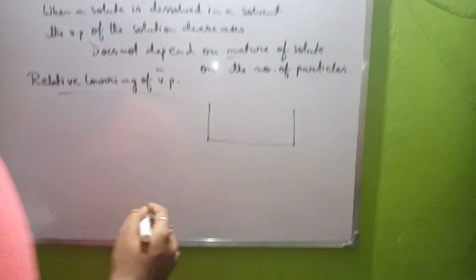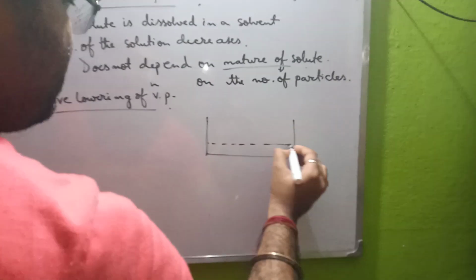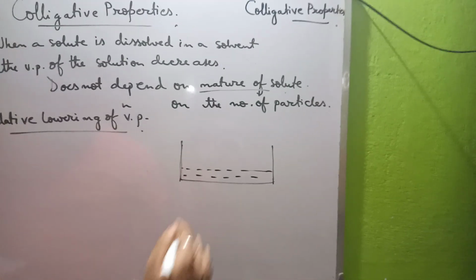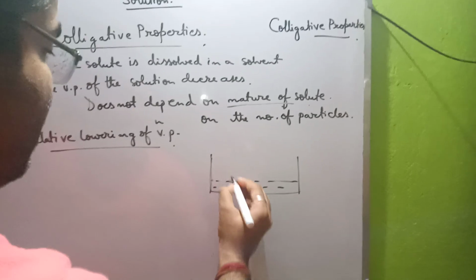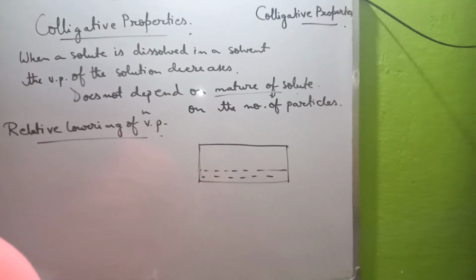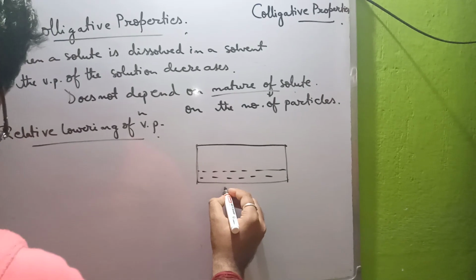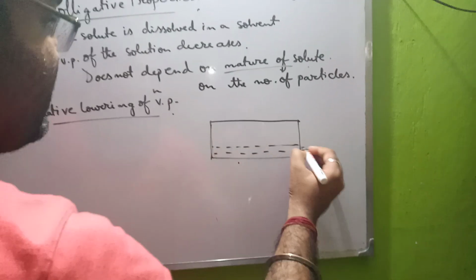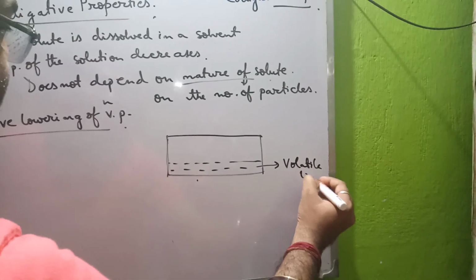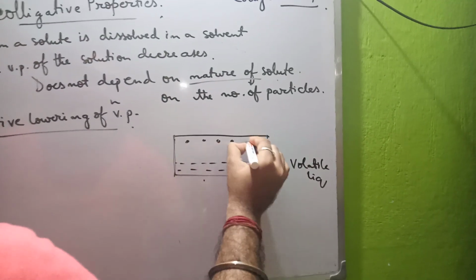Let us take an example. This is a solution, with a solute and a solvent. Now, as we all know, I have closed this vessel for some time. As it is being boiled, what will happen? This volatile liquid will vaporize. These are the vapors.